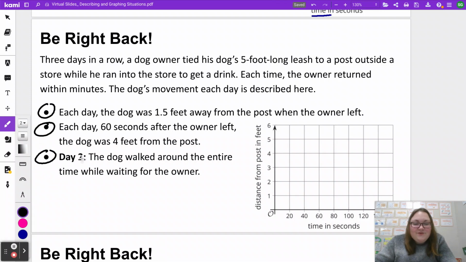Again, pause this video, try to create a possible graph for this, and then come back to see how you did. I hope you've tried this one on your own first.